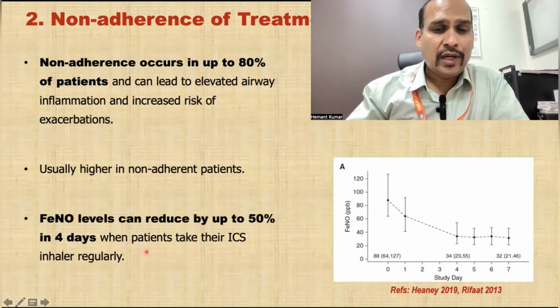In this graph, you can see at baseline FeNO was 88, and within 4 days it came to 34. So fast it is getting reduced by ICS treatment. So any patient who has high FeNO despite treatment, we have to rule out non-adherence to treatment. Another use is to predict exacerbation. Those patients who are not taking treatment and those patients who have high FeNO level despite treatment are more prone to exacerbation.